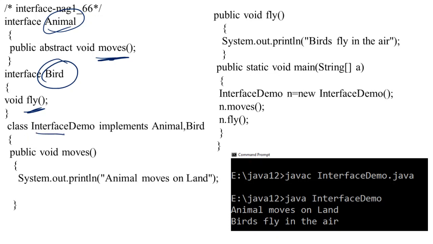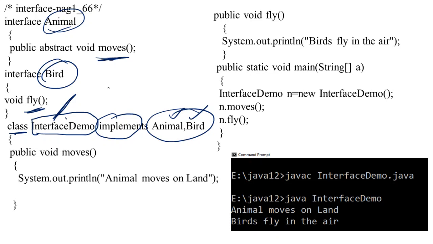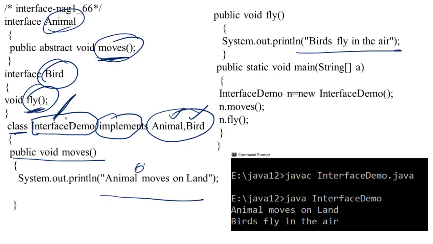Now, class, space, this is my class name. Always remember this is a class name, not an interface, as it is starting with class. What is the relation between class and interfaces? Implements. This class must implement these two interfaces. Implementing these two interfaces means it must give a body to moves and fly. Just see, I am providing a body: for moves, animal moves on land; for fly, birds fly in the air. Instead of this, you can keep OK1, OK2. It does not matter. Anyway, public static void main.